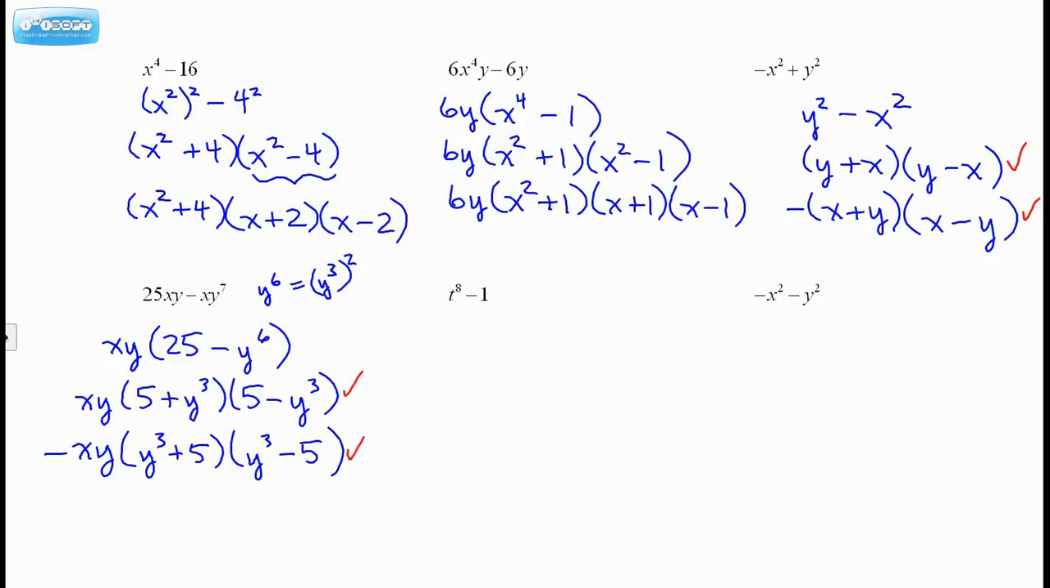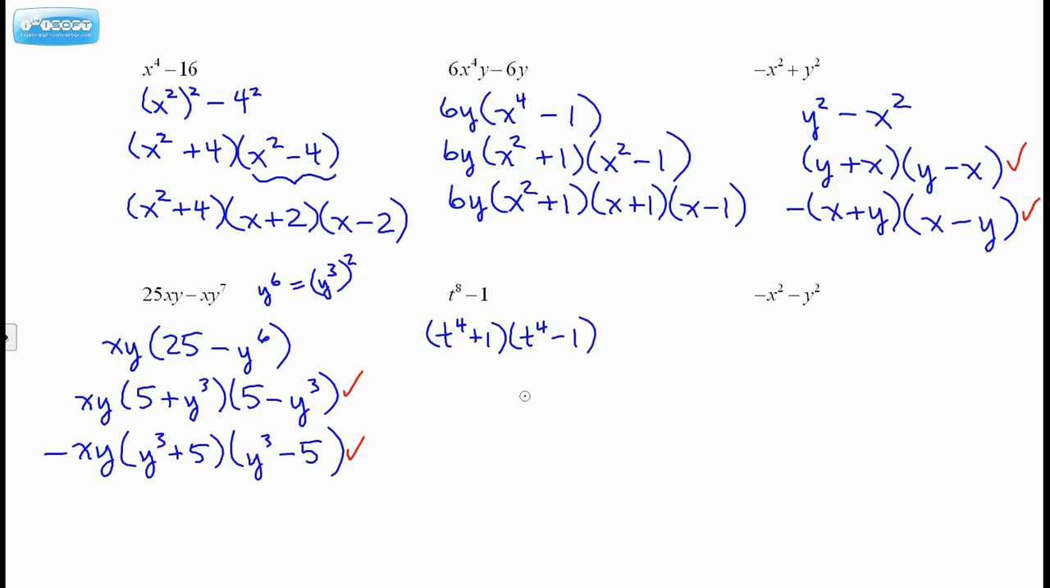Factor t to the power of 8 minus 1. There's no GCF, but I can tell already there's going to be quite a bit of factoring here. Remember, t to the 8 can be written as t to the fourth squared. So I can write this as t to the fourth plus 1, t to the fourth minus 1.